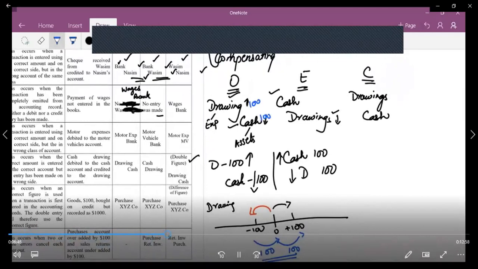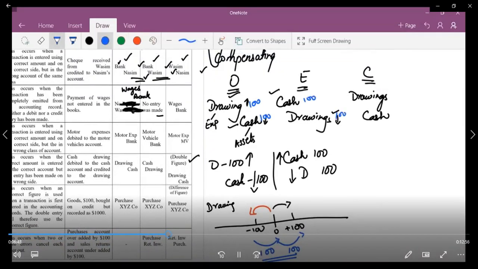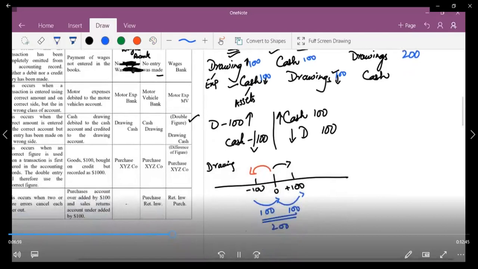If drawings was supposed to be debited by 100, now we have to debit the drawing account by 200. When we make it 200, this particular entry would be made, and then your account would be increased by $100.